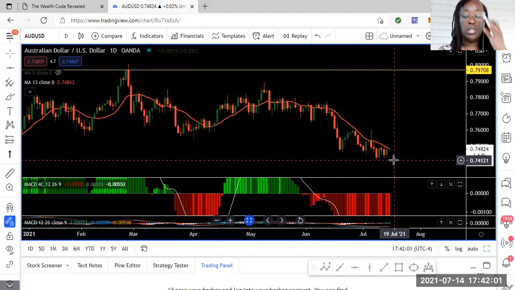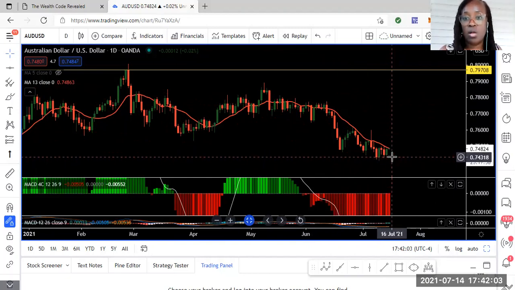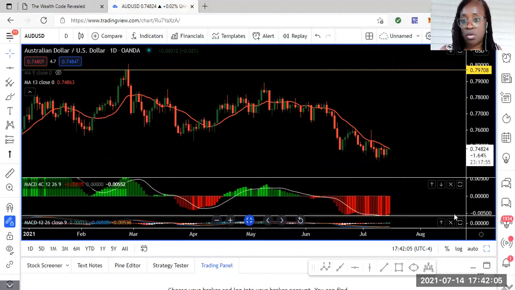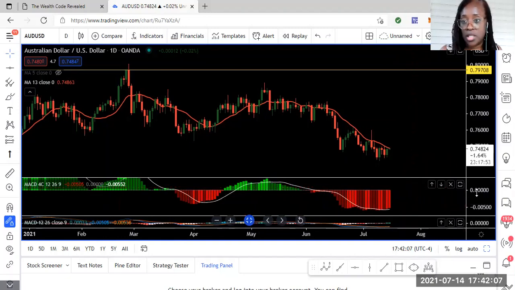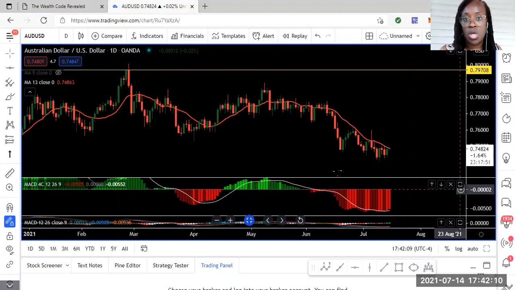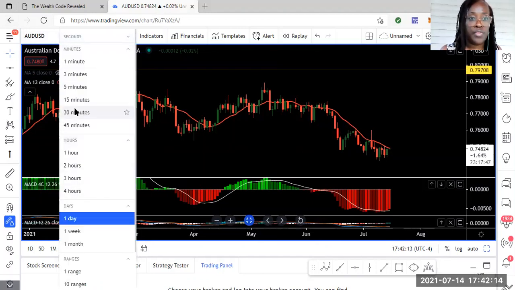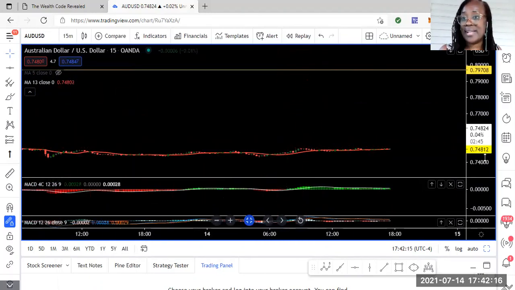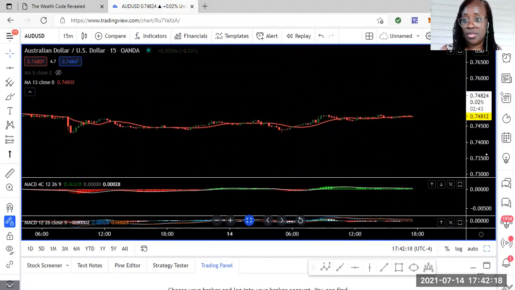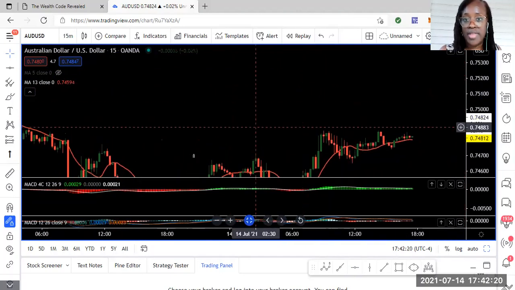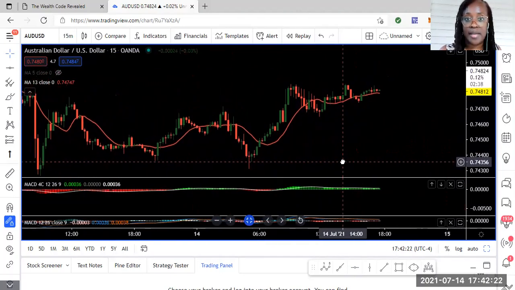So I will be looking to sell. This is my methodology, right? So now that I've made that determination, let's go to the 15-minute. I'm doing the exact same thing. So you all see the repetition in that exact same thing.